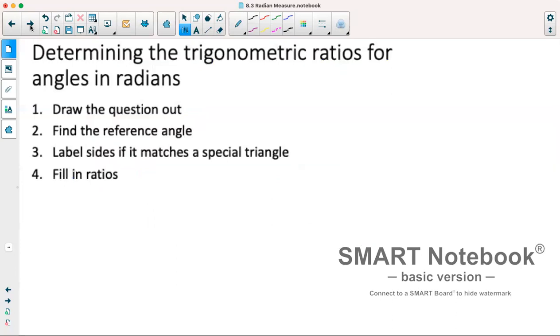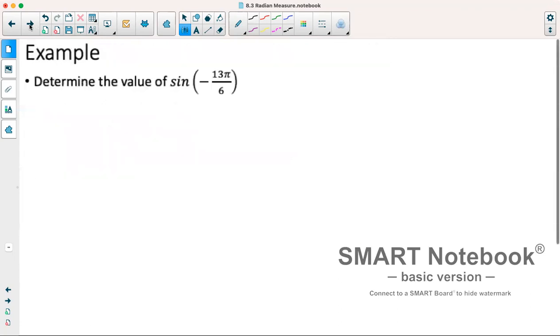Now, determining trig ratios for angles in radians, what we want to do is draw out our question. Once we have it drawn out and where our terminal arm is, we can find our reference angle. And then if that reference angle matches a special triangle, we'll label our sides with the sides we just went over, and then fill in our ratios. So for example, determine the value of sine of negative 13 pi over 6.